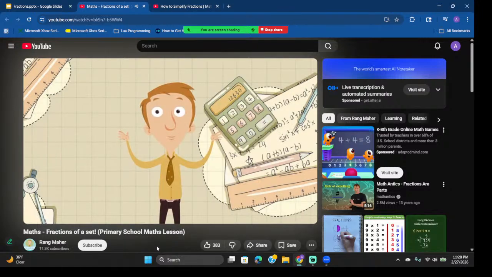Now, finding fractions of sets is one of the trickier parts of maths with fractions. So don't worry if you need to practice this a little bit more. If you need to go back and watch parts of the video again, do so. If you feel like you're ready to try the practice activities down below, you can give them a try instead.